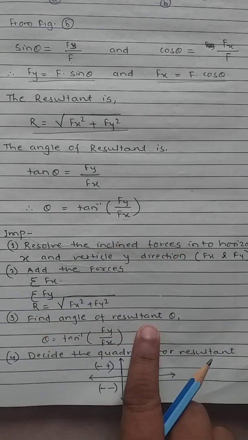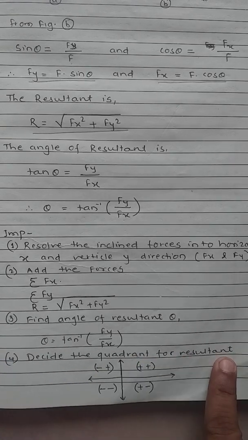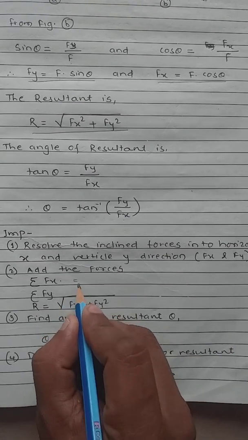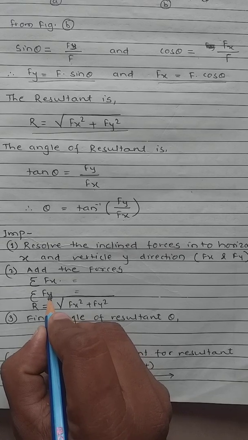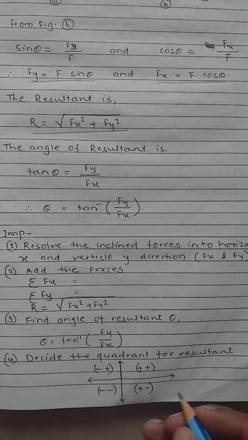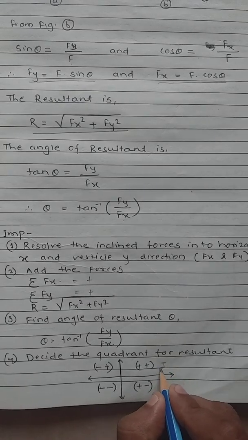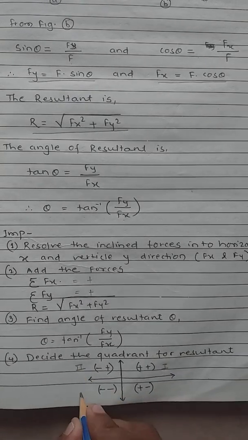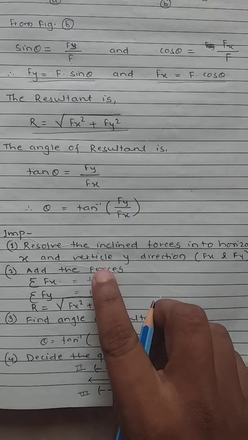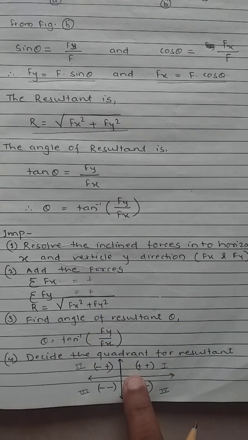After step number 3, a very important step is number 4. Decide the quadrant for resultant. Depending on the value of F of x and F of y, we will decide what should be the quadrant for the resultant. Let's say F of x is positive and F of y is positive. So this will be quadrant number 1, this will be quadrant number 2, this is number 3, and this is number 4. If F of x is positive and F of y is positive, obviously the resultant will be in quadrant number 1.